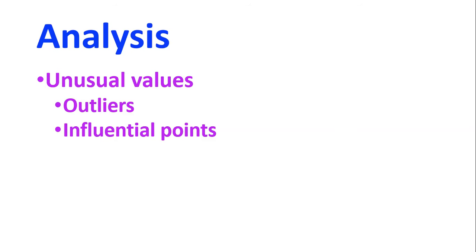We're now having a look at, under our analysis section, unusual values. Now there are two types that we're going to specifically look at. We're going to look at outliers, and then within a group of outliers, some of those outliers will be what we call influential points. So we'll have a look at this.